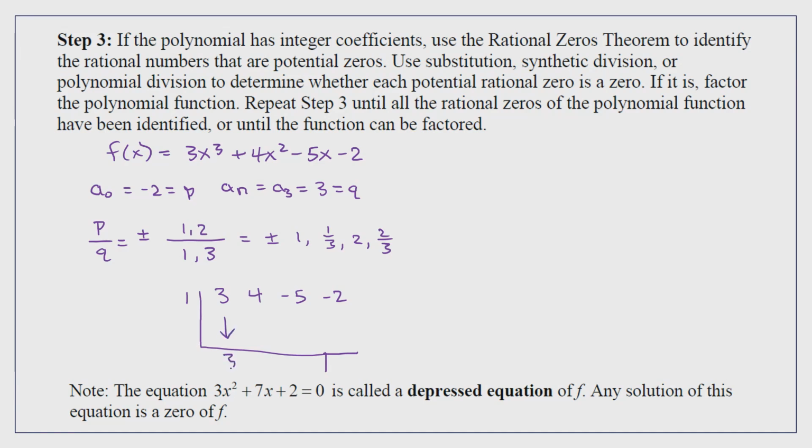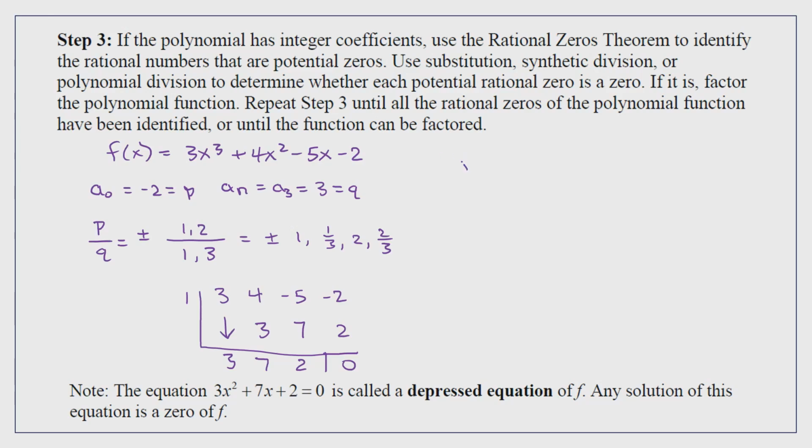We'll bring down 3, multiply it by 1, which is 3, add it to 4, which is 7, multiply it by 1, which is 7, add it to -5, which is 2, multiply it by 1, which is 2, add it to -2, which is 0. Okay? And so I see here I have a remainder of 0.